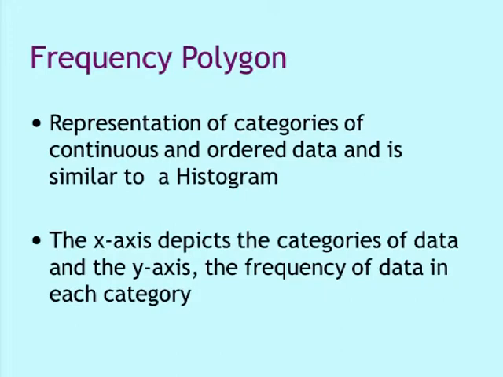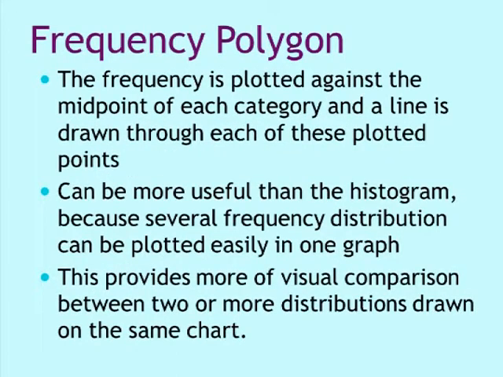On the x-axis, you again have the categories of data, or your continuous variable made in intervals, and on the y-axis you have the frequency of the data in each category. As I said earlier, you take the midpoint of each of the bars on the histogram and then you can have a look at how it progresses.